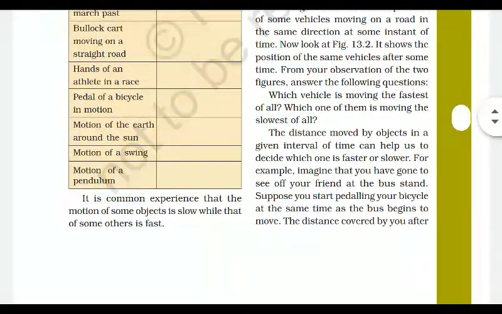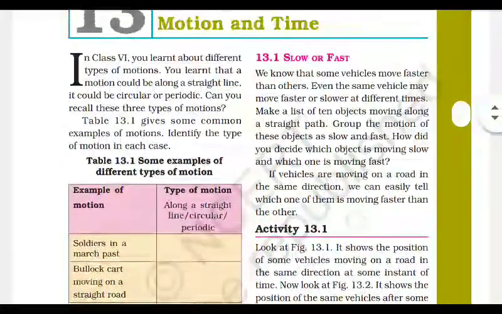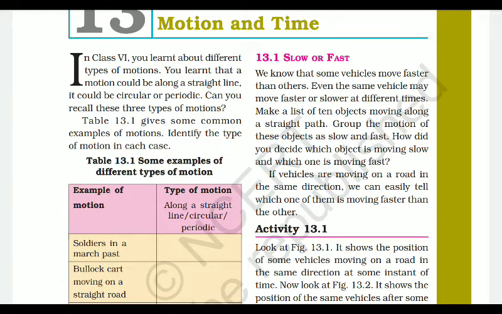It is a common experience that the motion of some objects is slow while that of some others is fast. So what is slow and fast? We know that some vehicles move faster than others. Even the same vehicle may move faster or slower at different times. Make a list of 10 objects moving along a straight path. Group the motion of these objects as slow and fast. How did you notice which object is moving slow and which one is moving fast?